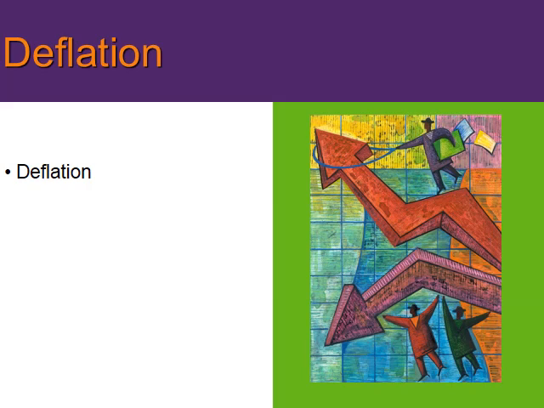So inflation means rising prices, disinflation means slowing inflation, deflation means falling prices. Lower prices sound great, so why is deflation a problem? And why is it hard to end?